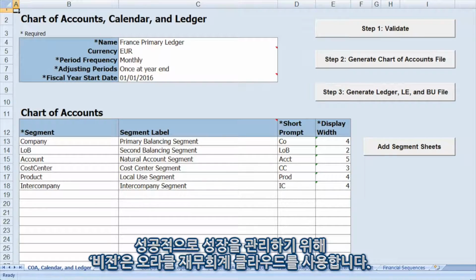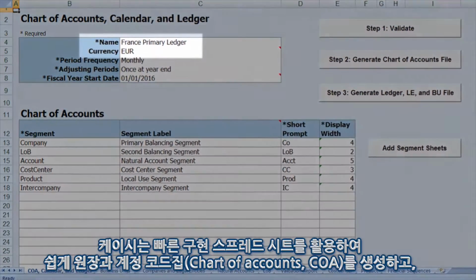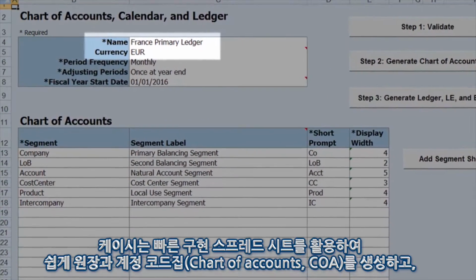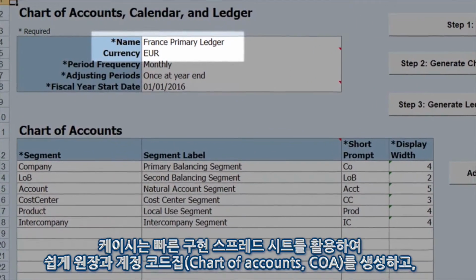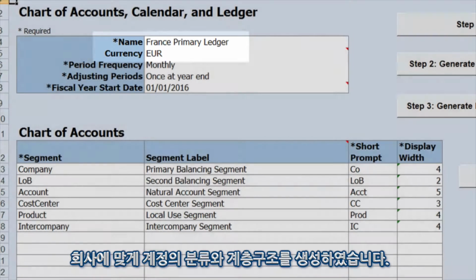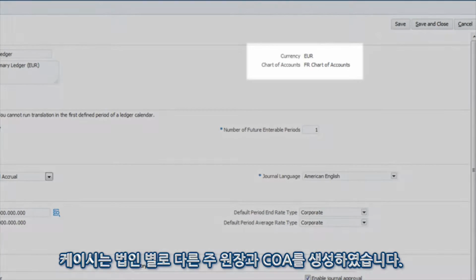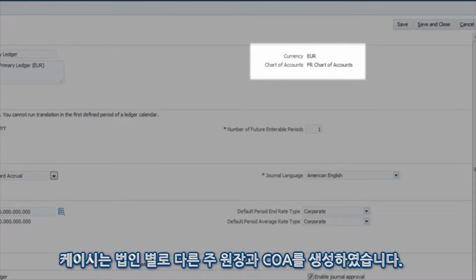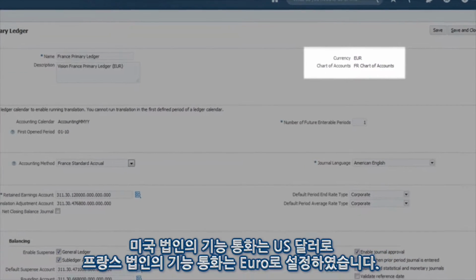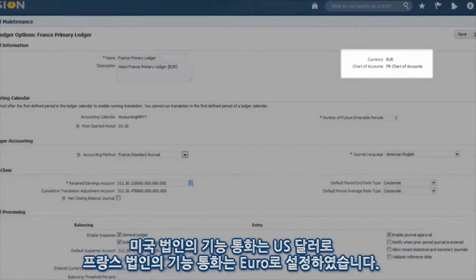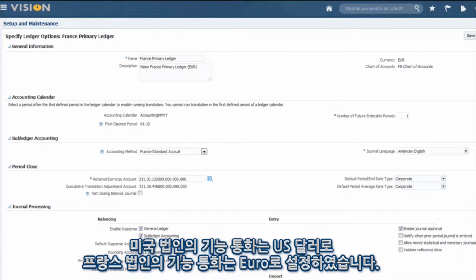To successfully manage growth, Vision subscribed to Oracle Financials Cloud, where Casey used the rapid implementation spreadsheet to easily create ledgers and chart of accounts, as well as tailor accounting segments and hierarchies. Because the US and France entities have unique operations, Casey created different charts of accounts and primary ledgers. He configured US dollars for the US entity and euros for the French ledger's functional currency.